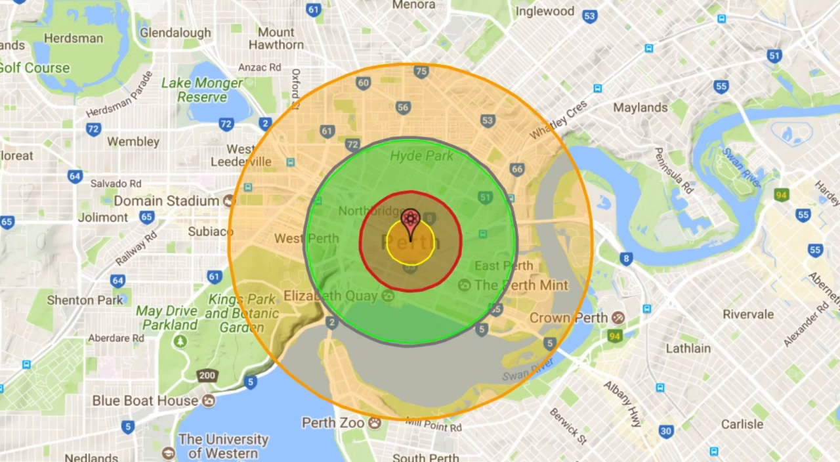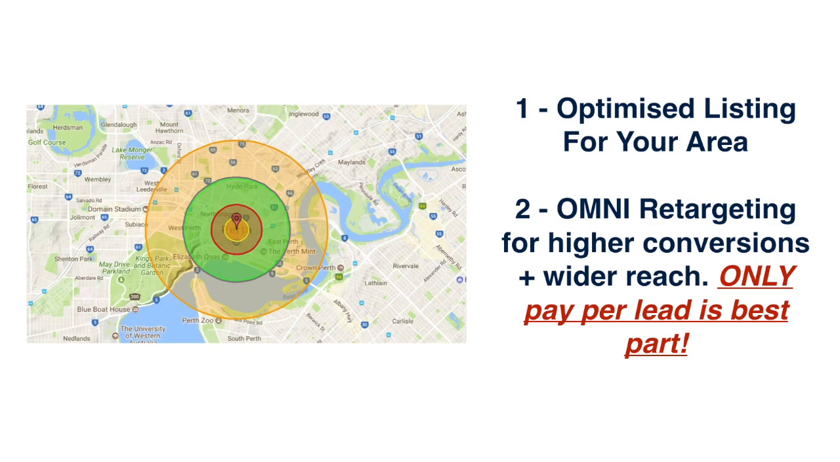Because the thing is, you might be available in a certain area, but to get more business, you need to have control over your radius and you need to have control over how the rankings are working in that area, okay? And using omni-retargeting, of course, is going to allow you to expand and increase those higher conversions as well, okay? So it has to be optimized correctly, and then of course the higher conversions come in when you use the actual retargeting.